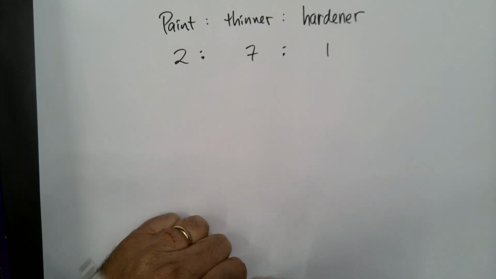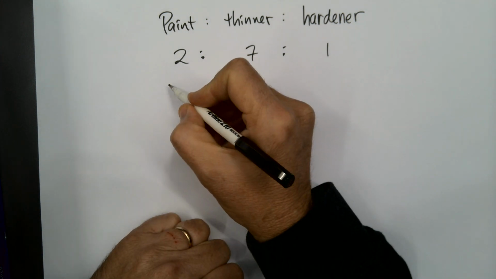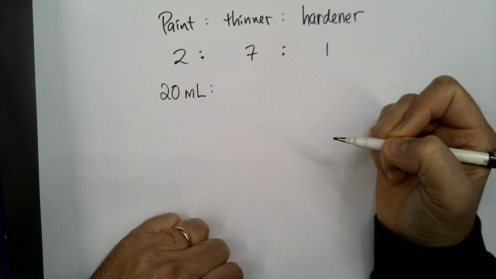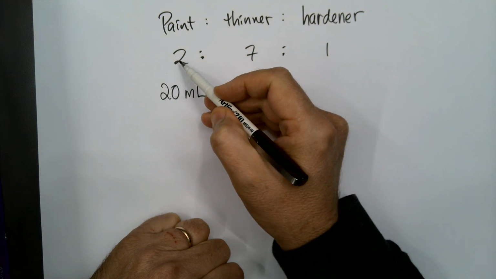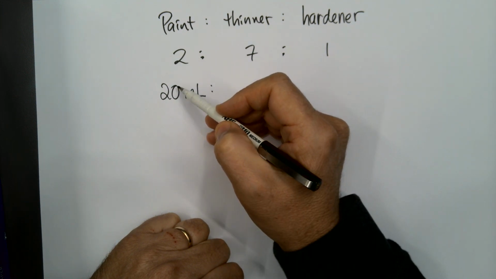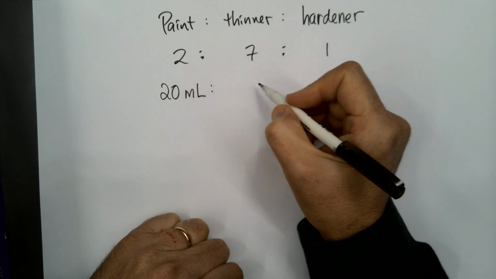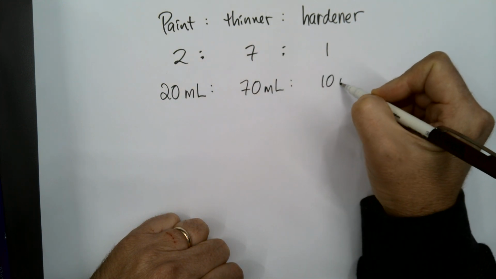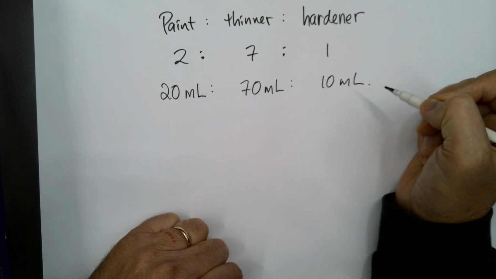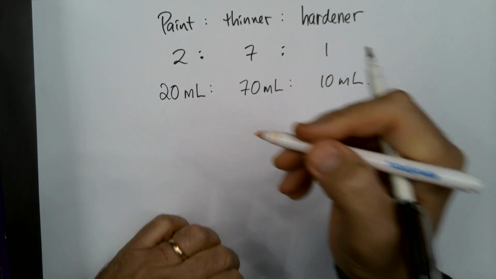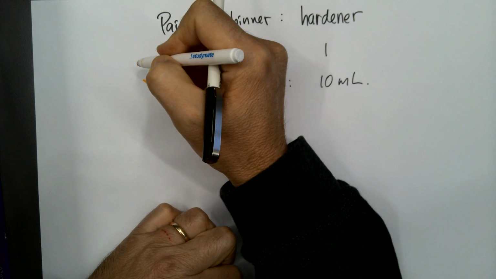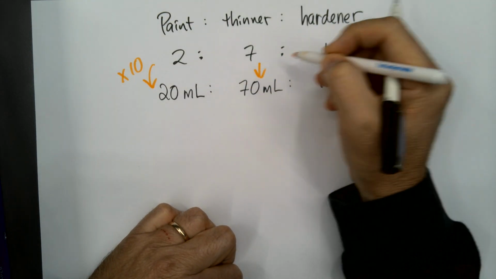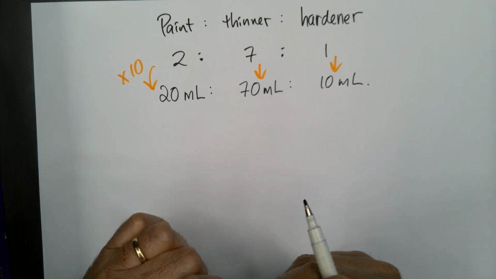But what if you had 20 mil of paint? How did you turn 2 into 20? Well, you multiplied it by 10. So that would be 70 mils there and 10 mils there. So what happened there? Well, multiply by 10 for each of them. That's pretty straightforward.